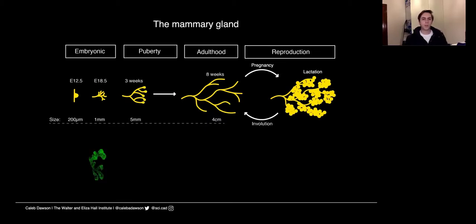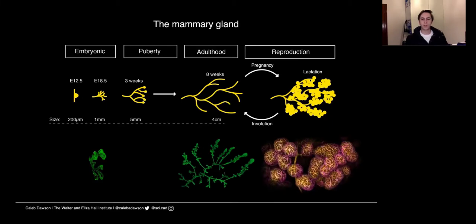In our lab, we use 3D imaging to image the different stages of mammary gland development, and we use whole mount imaging of cleared tissue. And this shows us the shape and the architecture of the tissue, as well as individual cells, where they are and how they interact.